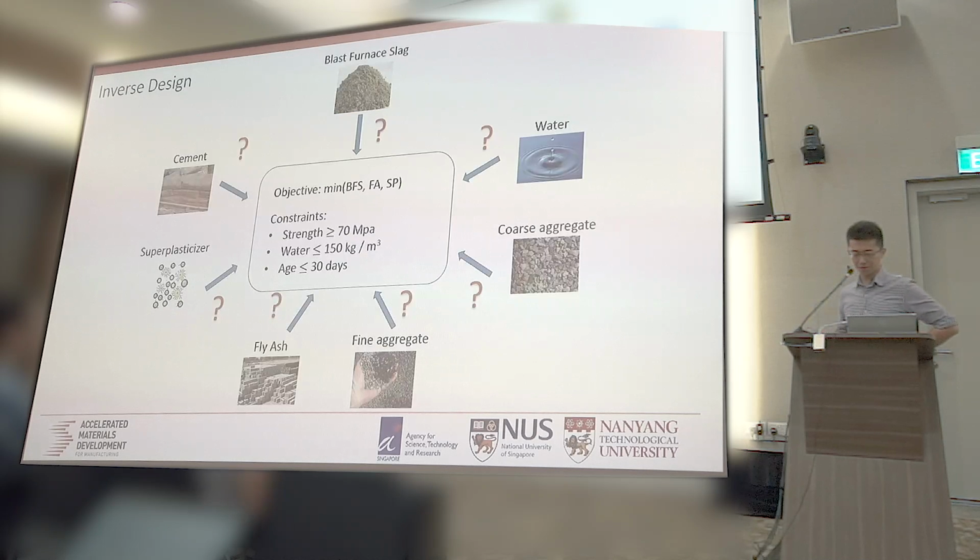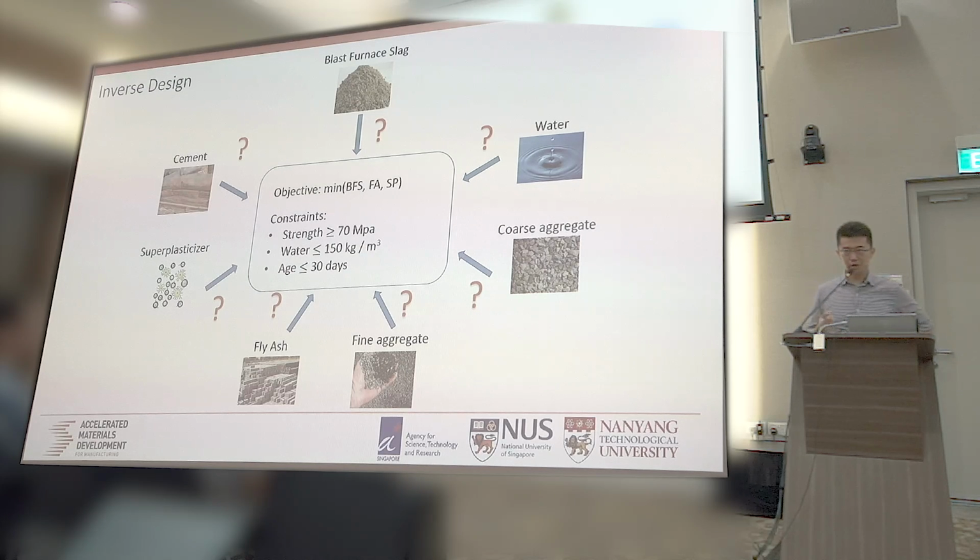So for our problem of concrete, we can pose something like this, which is admittedly a little bit arbitrary, but we'll see how our model does. So maybe I want to minimize certain components, for example, the blast furnace slag and plasticizer and fly ash, and I don't want too much of it.